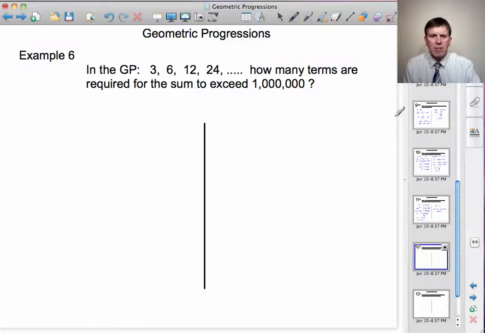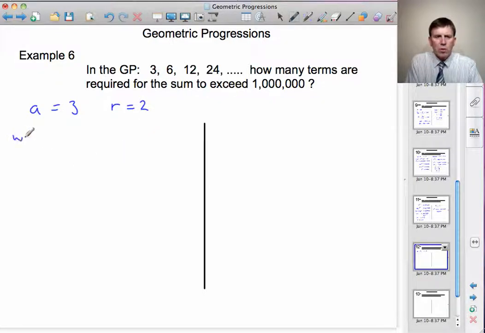Example 6, our final example in this lesson. In the GP 3, 6, 12, 24 and so on, how many terms are required for the sum to exceed 1 million? So it's not a specific term we want bigger than a million, it's the sum of the first n terms. So let's write down what we've got and what we want. We've got the fact the first term is 3, and we also know that r is 2. 6 divided by 3 is 2.